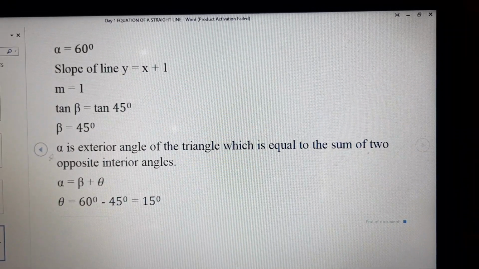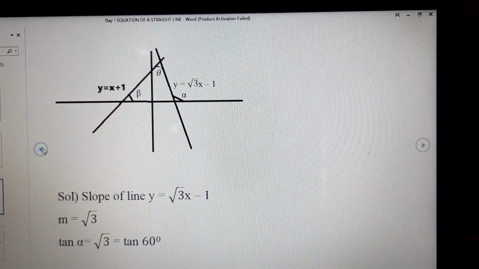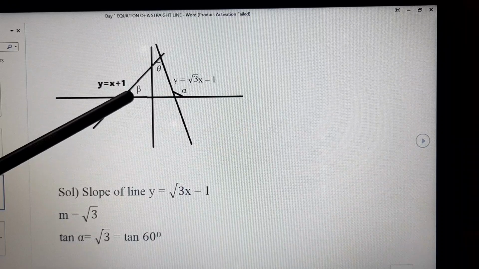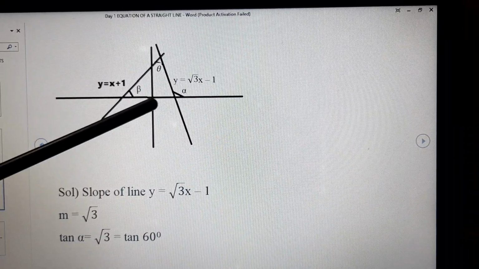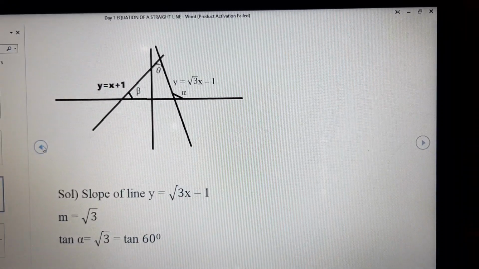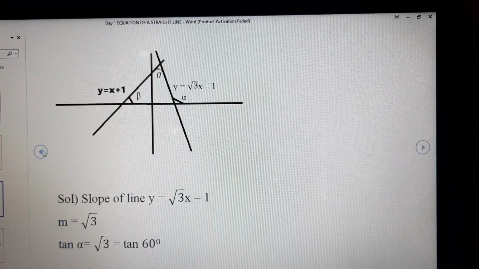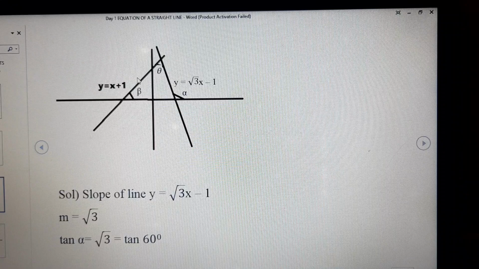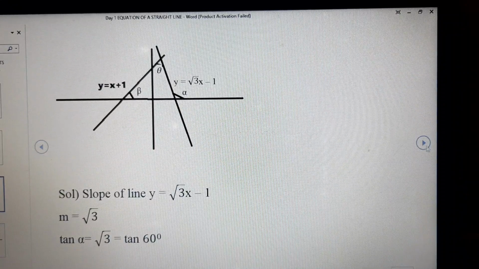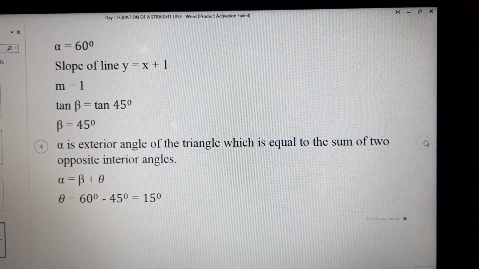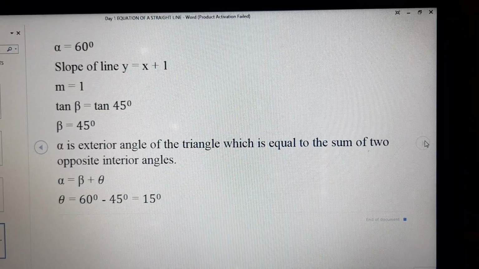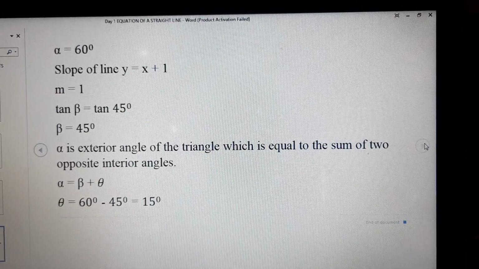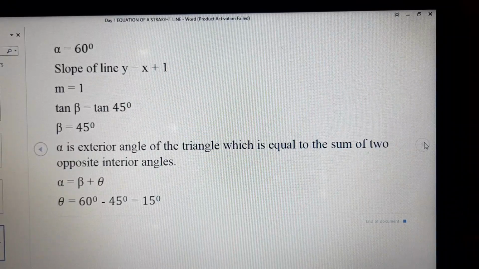Now look at the diagram once again. Alpha has come 60 degrees, beta has come 45 degrees. If you look at this triangle, alpha is the exterior angle of this triangle, which will be equal to the sum of the two opposite interior angles, that means theta and beta. So we can write alpha is equal to beta plus theta, and alpha is 60 degrees, beta is 45. So angle theta becomes 15 degrees.